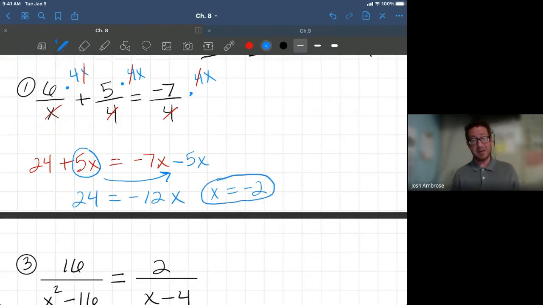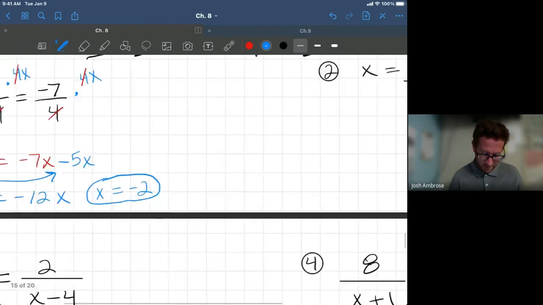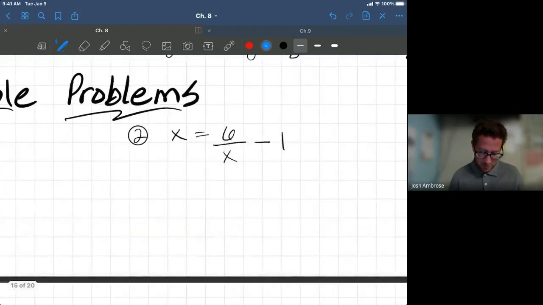Okay, and again, at any point in time, if an example problem doesn't make sense, go back, watch it again. Really follow it step by step, okay? Then the next day, ask me questions in class. Okay, here we go. Example problem number 2.